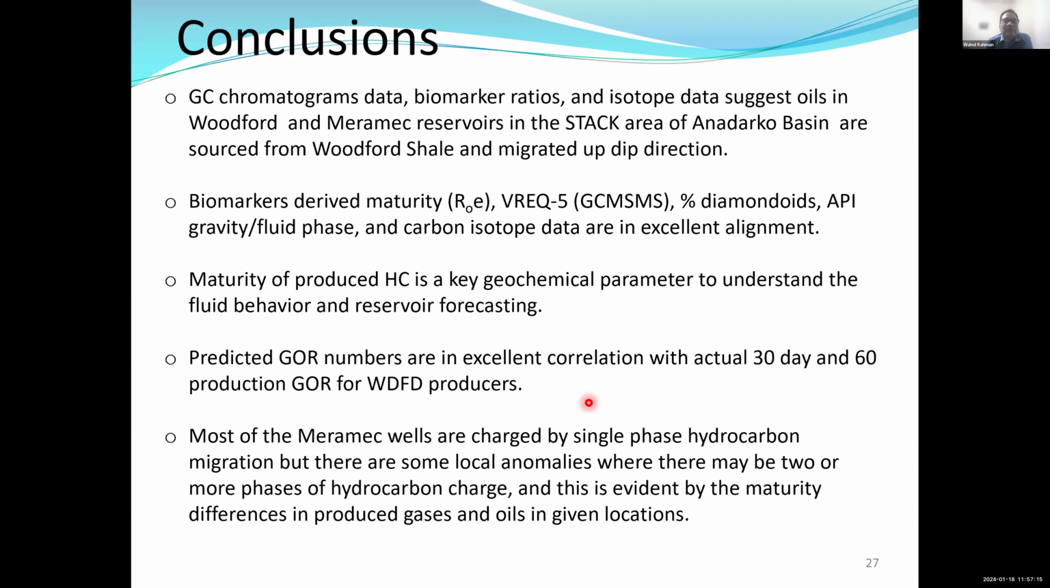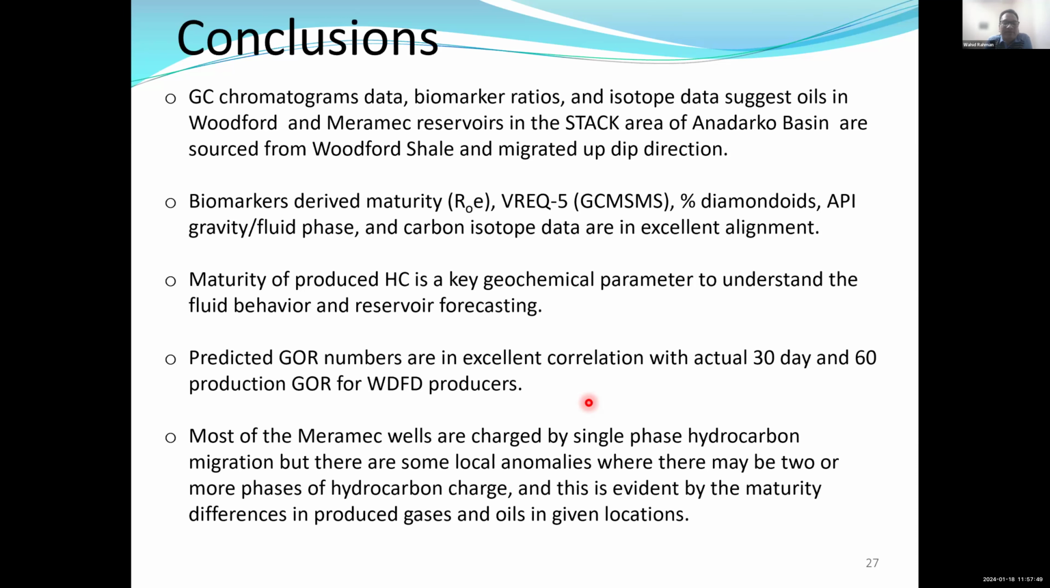All this data actually matches very well to Woodford and Meramec reservoirs in the stack area of the Anadarko Basin, which are definitely sourced from Woodford and migrated up in deep directions. All the different biomarkers, maturities, and gas maturities are in excellent agreement. Maturity of produced hydrocarbon can be a very key parameter to understand your fluid behavior and production, and also to forecast your reservoir and expand your portfolio.